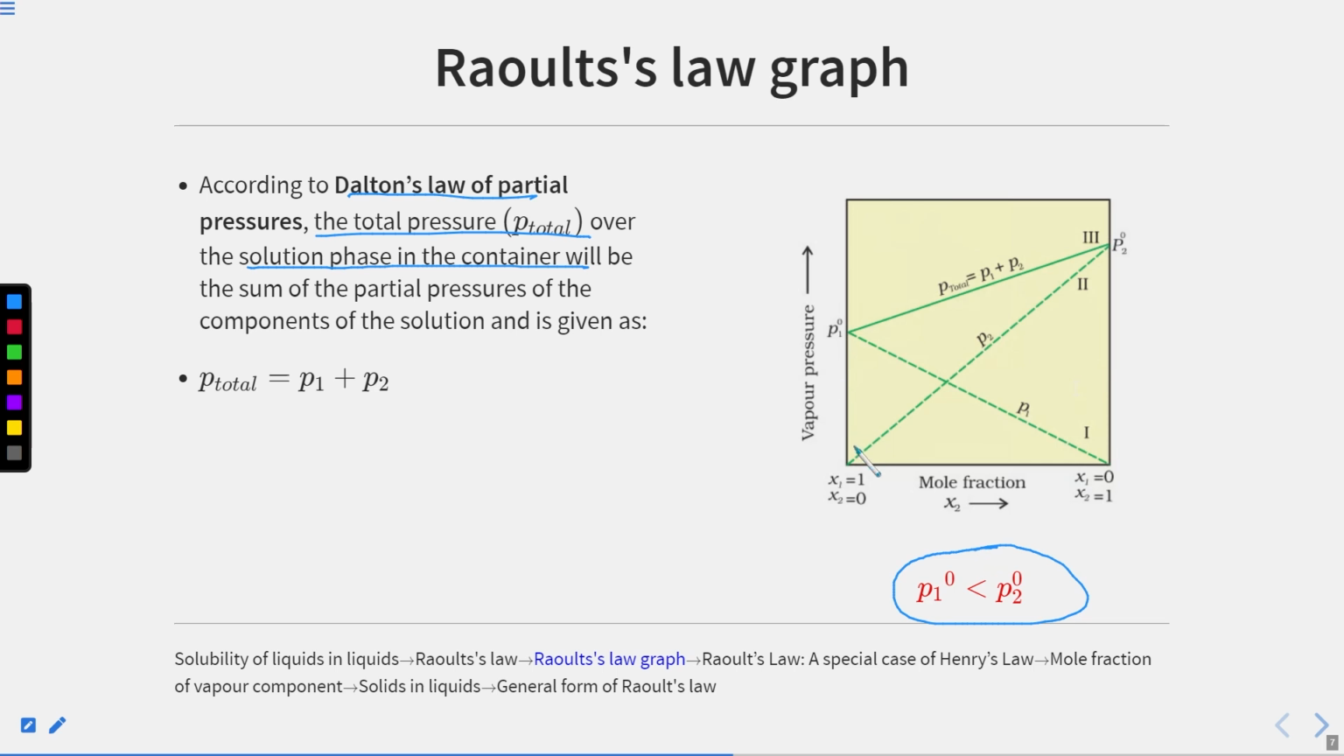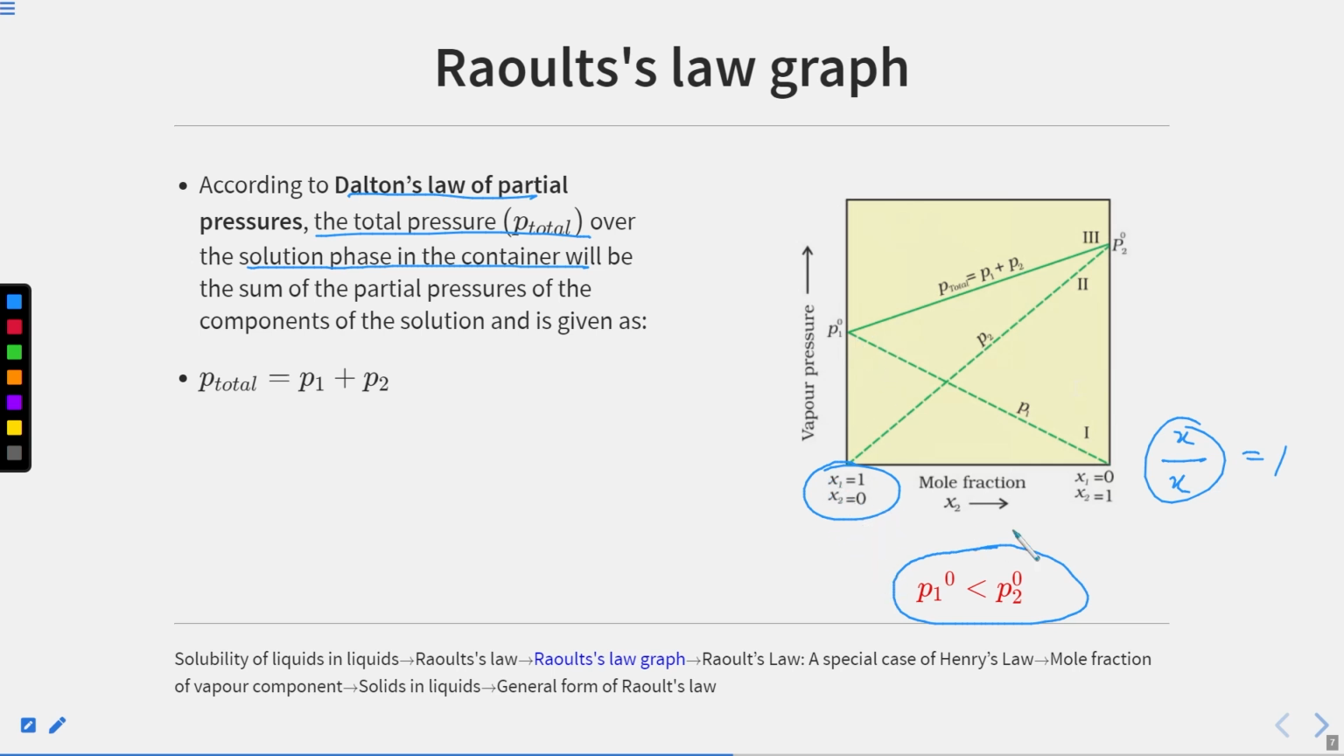Now suppose we have started from here such that we have only x1 present. So the mole fraction will be 1, because the total number of moles is 1. Suppose the total number of moles is x and the number of moles of the first component is also x, and since there is no x2 present, no moles of 2, we will write it as x by x, which will give us 1. So initially we have only the first component present in the solution, and the concentration of the second component is 0. So it will have x1 as 1 and x2 as 0.